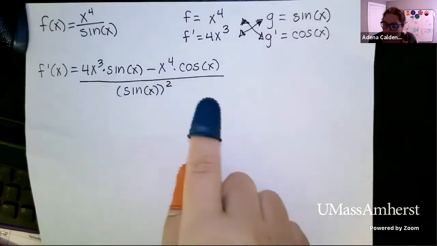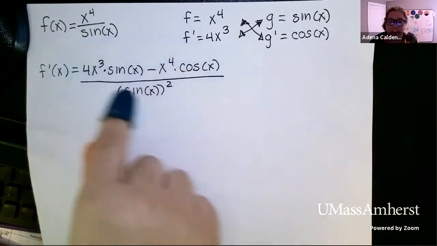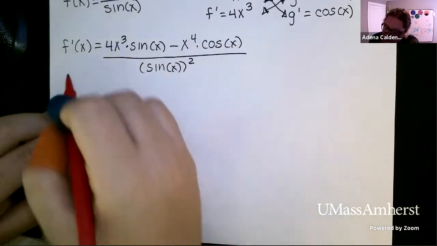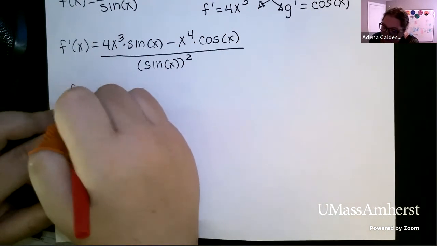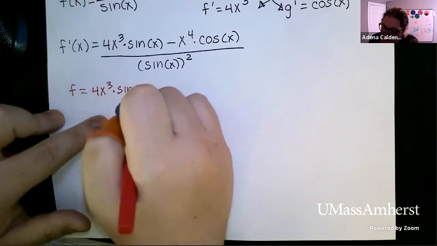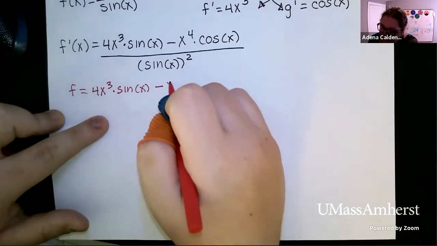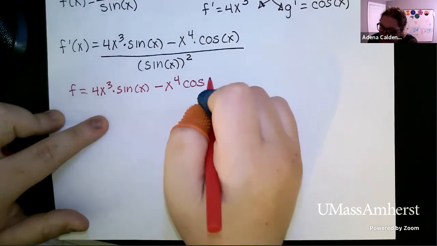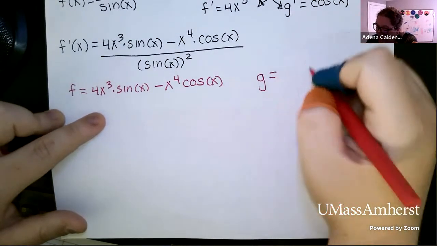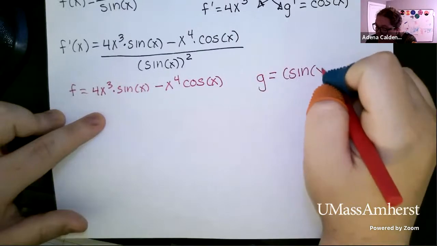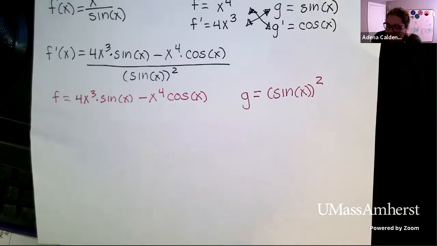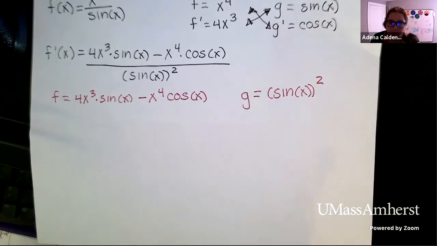Before it was x to the fourth. Now when we talk about the top function, it's the entire numerator, right? So here, because I'm going to need a lot of space, my top function, we have 4x cubed times sine x minus x to the fourth cosine x. And my bottom function, which is my g, is sine of x squared, okay? So here I just, again, split them up into f and g.